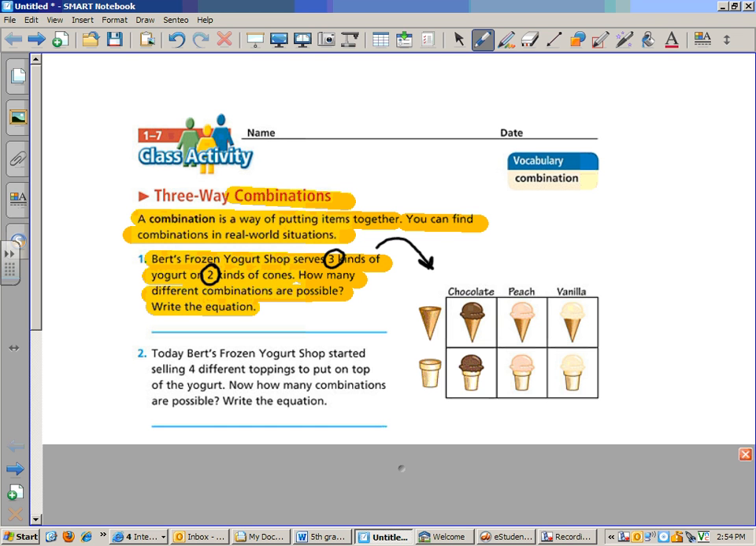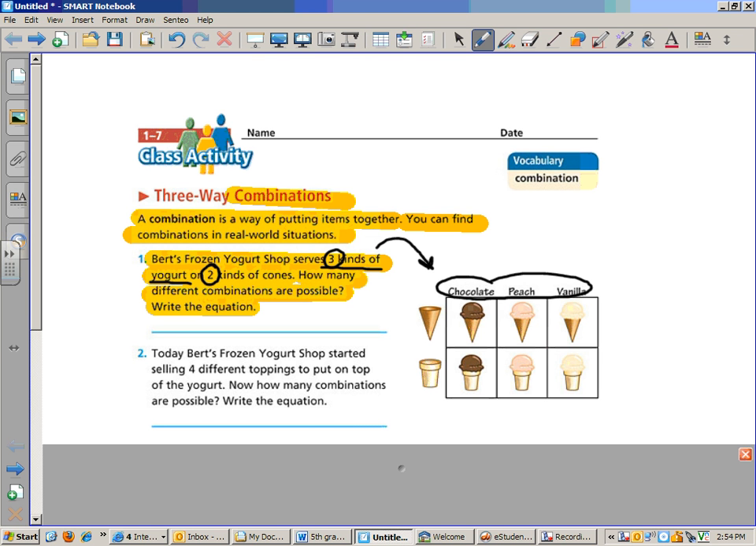So we have 2 different cones here, just a regular cone and then, I can't even think of, like a waffle cone. And then we have our 3 different flavors of yogurt: chocolate, peach, and vanilla. And remember, in these story situations, when they don't give you specifics, you can definitely draw out your diagram and just put in there what works for you.